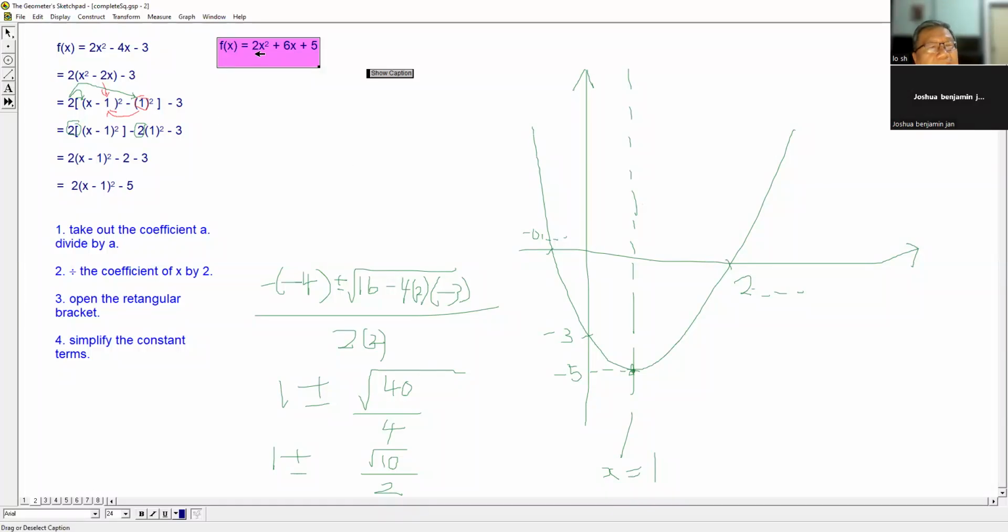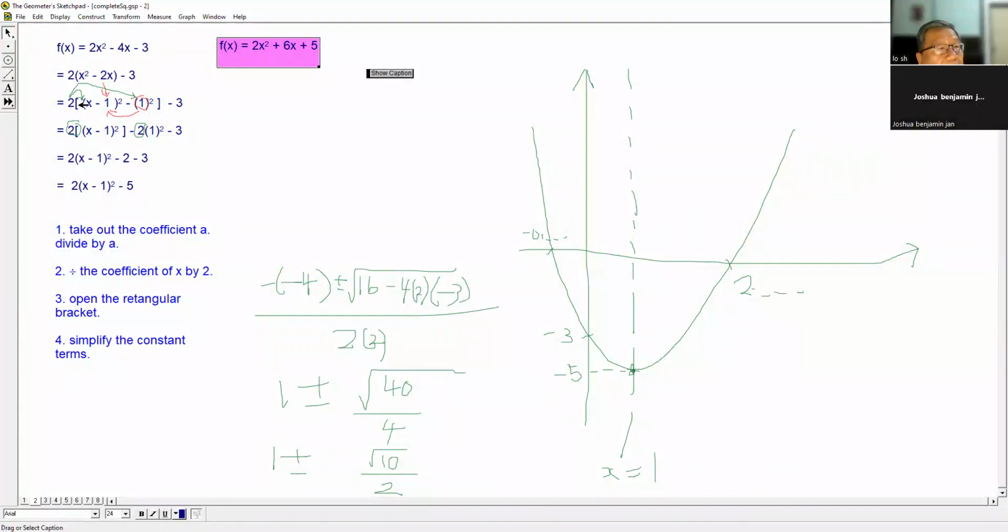This one, there is a number in front of x. You have to take out the coefficient a. So the a here is 2. You take out 2 and it will become like this. The positive 5, you just leave it behind. That is the first step.